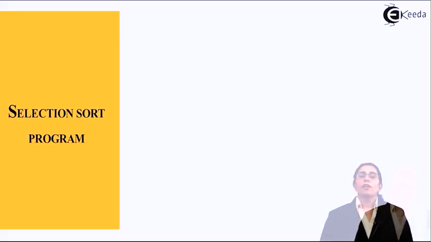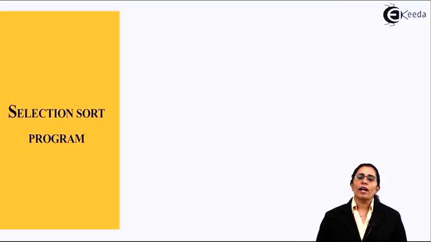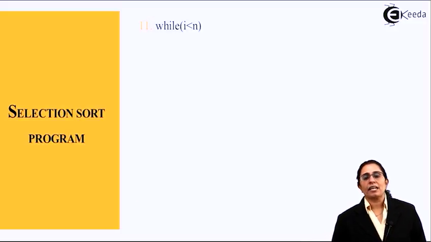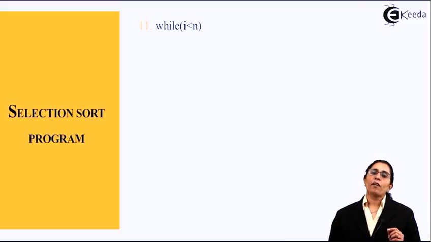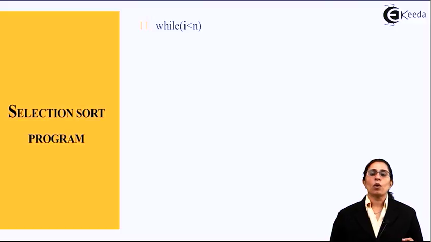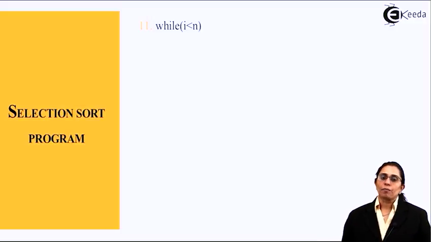Hello friends, now we will see how the while loop works. We will see here that the while loop is taken as i less than n. As we have initialized i to 0, we will terminate when the value of i is equal to n. That is, the loop will work from 0 to n.